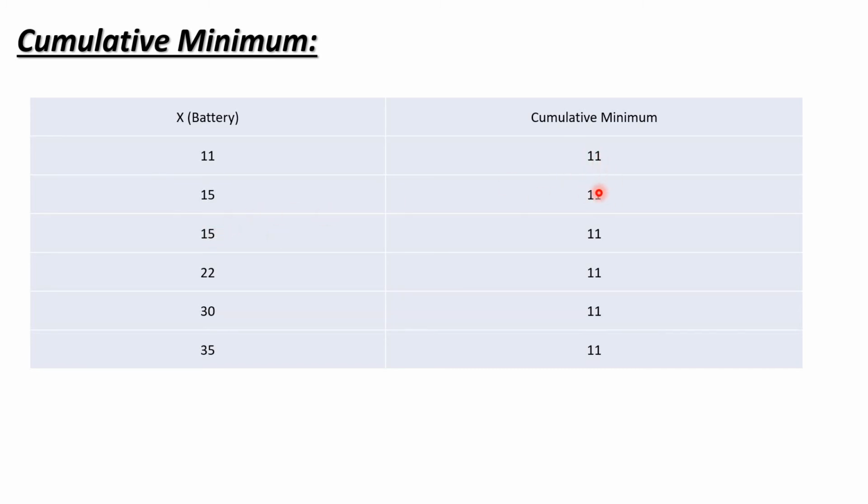This 11 as it is, right? Now we need to check the minimum from this point to this point. Which one is the minimum? That is 11. That's why we put the 11, right? Here 15 and 11, which one is the minimum? That is 11. Here 22 and 11, which one is the minimum? That's why we put 11, right? Here as well, same, 11 is minimum. Here as well, 11 is minimum. That's why we put 11, right?